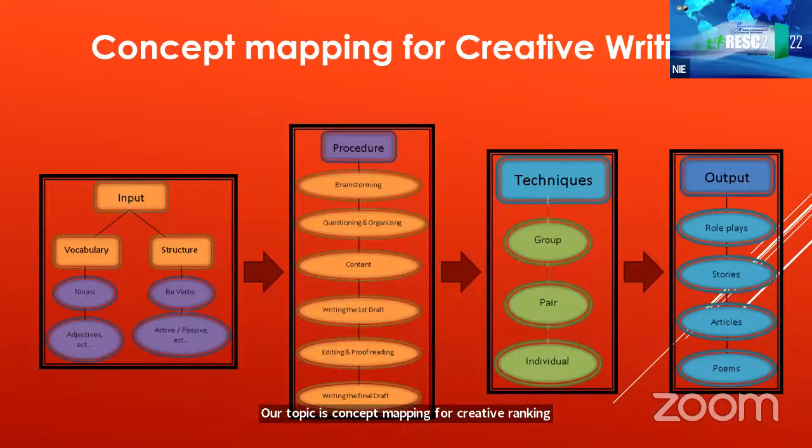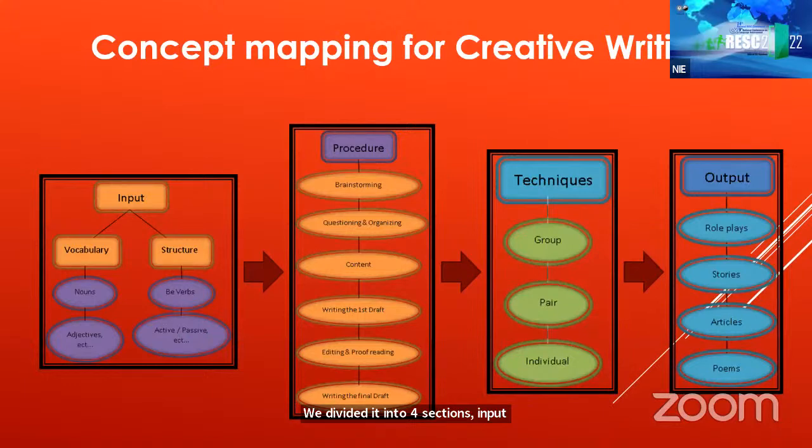Our topic is concept mapping for creative writing. A concept map is something visual. It breaks a complex concept into smaller units. This is more useful for visual learners. Actually, what we see, we remember. Our concept map is on creative writing. We divided it into 3 sections: input, procedure, and output.